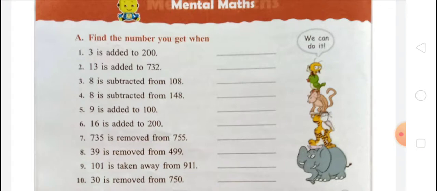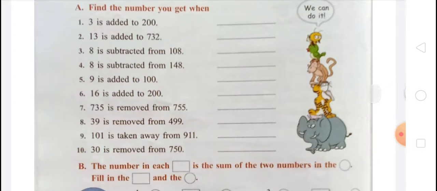And after that, 39 is removed from 499. That means you have to subtract 39 from 499. 9 minus 9 is 0, 9 minus 3 is 6, and 4. That is 460.